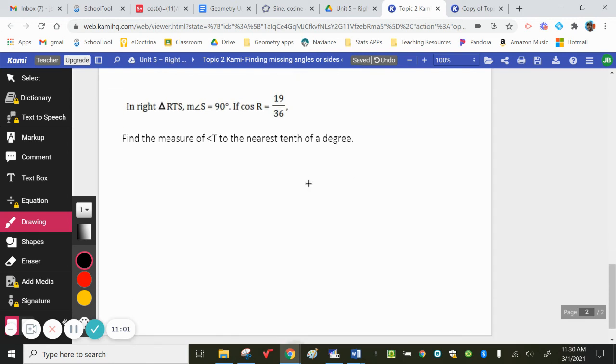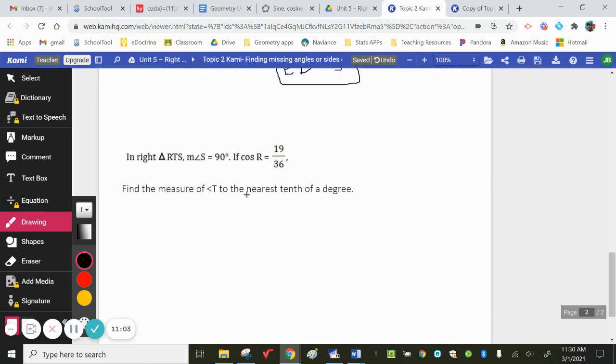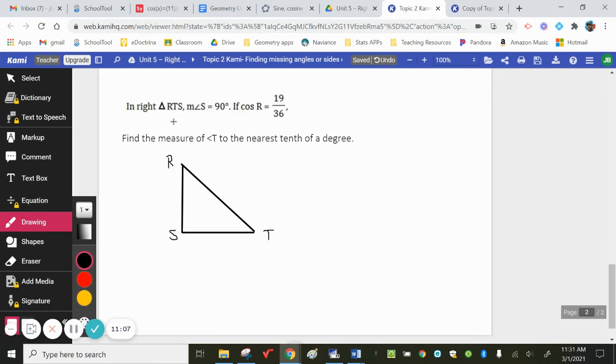One more question here. This one I have to draw my own picture for. It says I have a right triangle, so let me start there. It says I have a right triangle RTS, and the measure of angle S is my 90-degree angle. So I tried to do my best drawing of a right triangle, and I'm labeling angle S as my 90-degree angle. The goal is to find the measure of angle T to the nearest tenth of a degree.